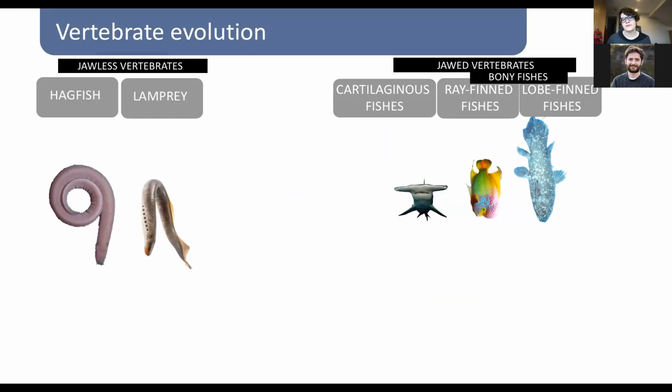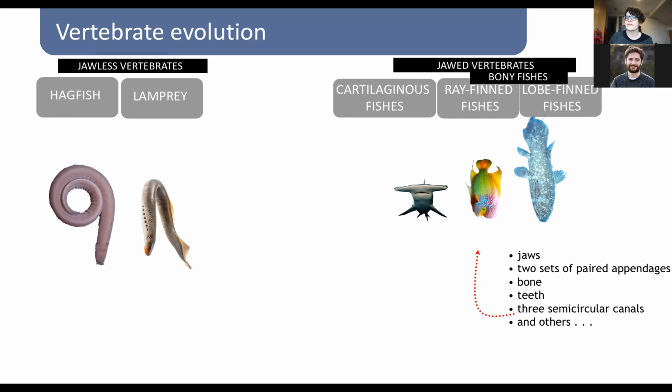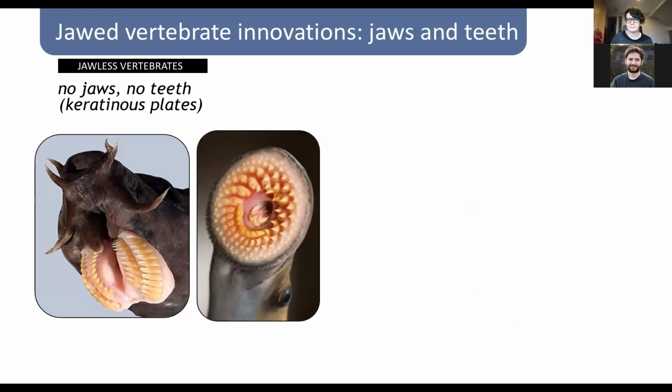And there's a huge morphological gap between these living jawless and living jawed fishes. So the jawless fishes, the hagfish and the lampreys, seem to have this very basic body plan, whereas jawed vertebrates have this much more diverse and disparate body plan, and they have very large sets of complex characters. These characters include jaws, 2 sets of paired appendages. So we have the pectoral fins, these are the equivalent of our arm, and our pelvic fins, the equivalent of our legs. They also have bone, teeth, and more features as well. And I'm going to talk through 3 of these features in a bit more detail.